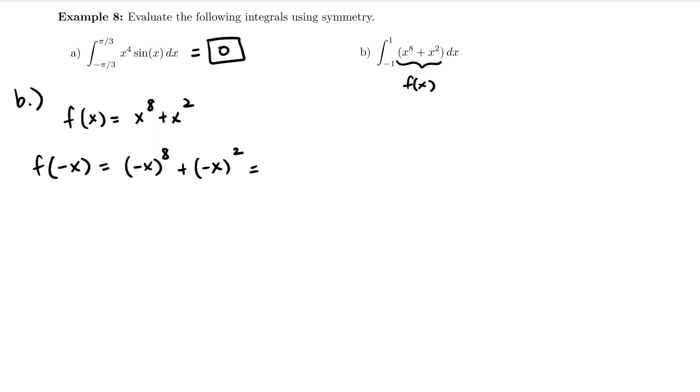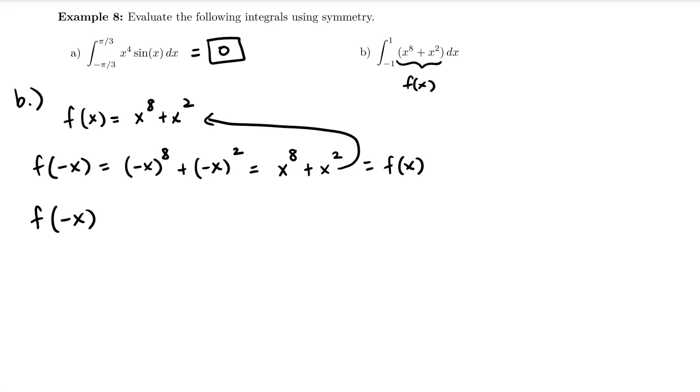And because both terms are power functions and our powers are even, negative x to the 8th power ends up simplifying to x to the 8th power plus, and then negative x squared ends up being x squared. And notice that that is our original function. So that is equal to f of x. So to reiterate, because f of negative x is equal to f of x in this case, this implies that f is an even function.